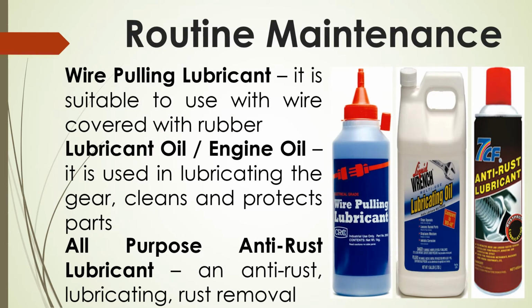Another example of lubricant is a wire pulling lubricant. It is suitable to use with wire covered with rubber. Another example is lubricant oil or engine oil. It is used in lubricating the gear, cleans and protects parts. The last example is an all-purpose anti-rust lubricant, an anti-rust and at the same time lubricating and rust removal.